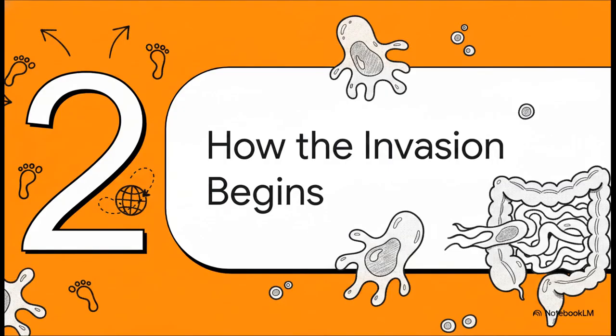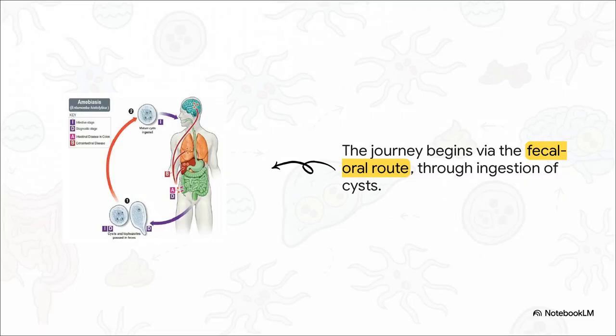So, that's the big question, isn't it? How does the traveler even get inside in the first place? Let's take a look at how this whole invasion kicks off. The journey almost always begins through what's known as the fecal-oral route, and it's pretty much what it sounds like. A person swallows those tough, infectious cysts, usually from food or water that's been contaminated with fecal matter from someone who's already infected. And a really key point here is that there's no animal involved. This is a uniquely human-to-human cycle.